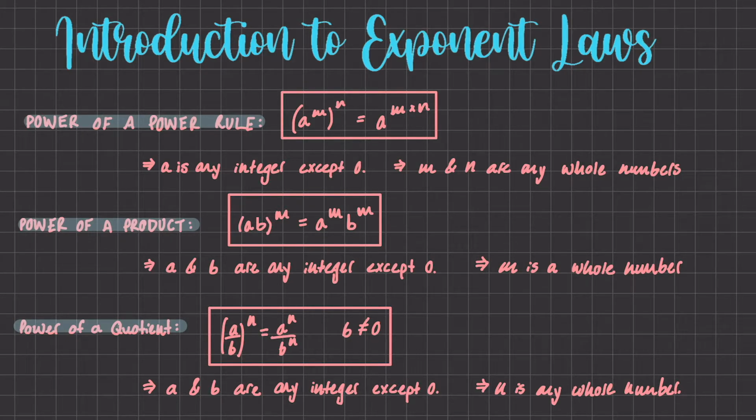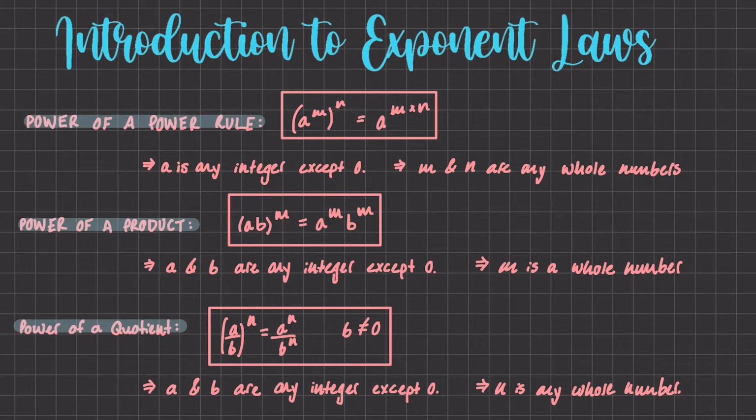In addition, you may have noticed I have these little caveats written here under each rule, and this is just to emphasize that these things must be true. So a and b are any integer except for 0, and m is a whole number. So these are the exponents. So basically, n here has to be a whole number, so that's the exponent. In this case, with the power of a product rule, m, which is the variable designated for that exponent, has to be a whole number as well. And here again, the exponents m and n both have to be whole numbers.